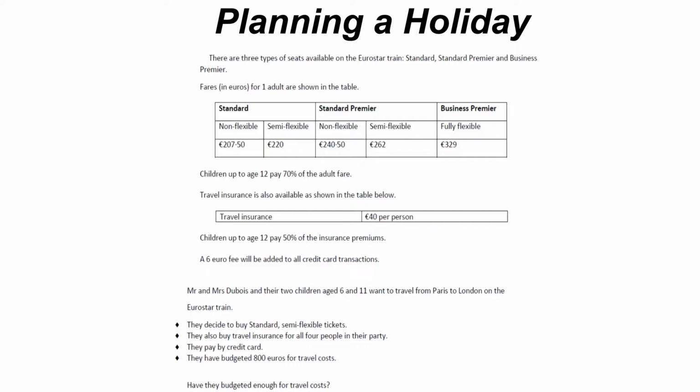So we've got a few bits of information here, different types of seats available in the Eurostar train, standard, standard Premier and business Premier, all the information on the table basically. The fares are in euros and for one adult only. Key parts, and then what I would do with this kind of thing is just highlight the key things that you think are going to be important.